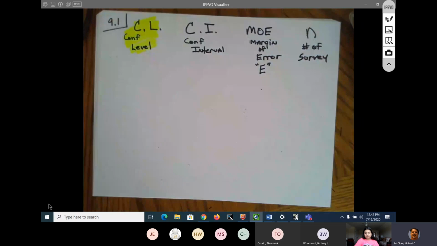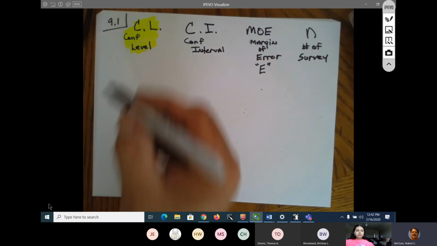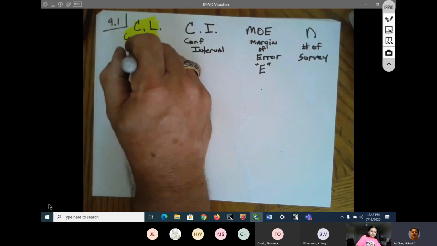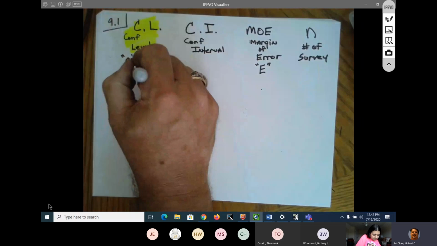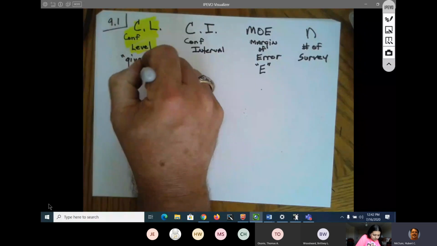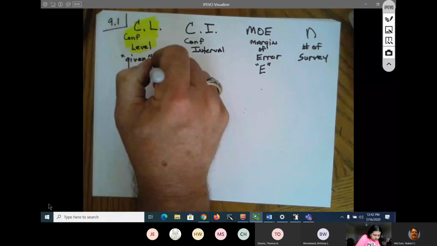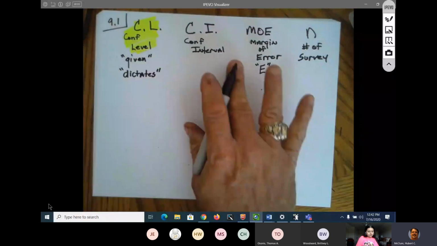The confidence level is going to be given, and it's the dictator. It's usually going to be given, and it usually dictates everything in the question. The other 3 are the things you're going to be given.